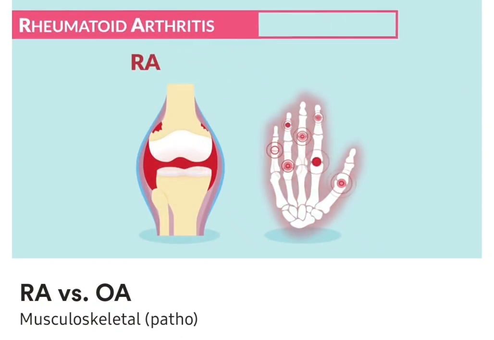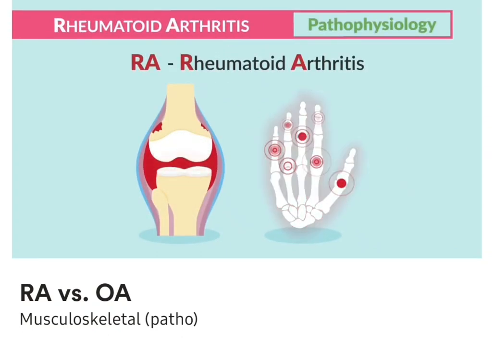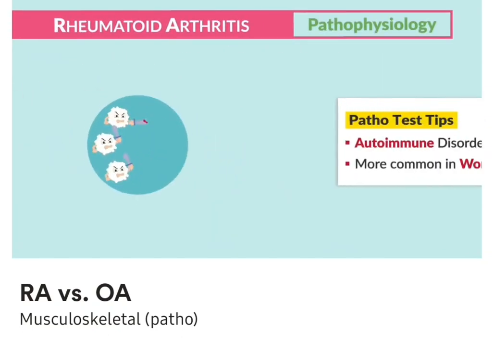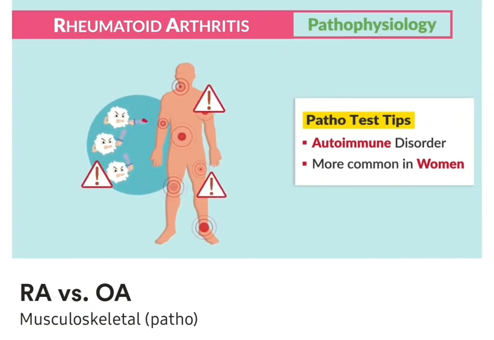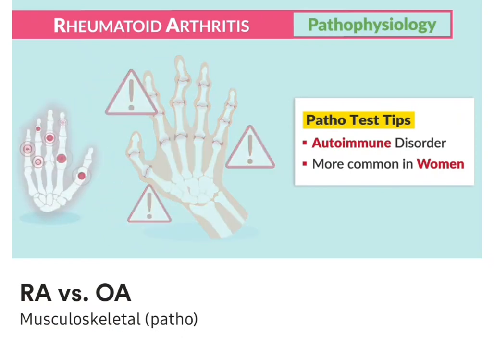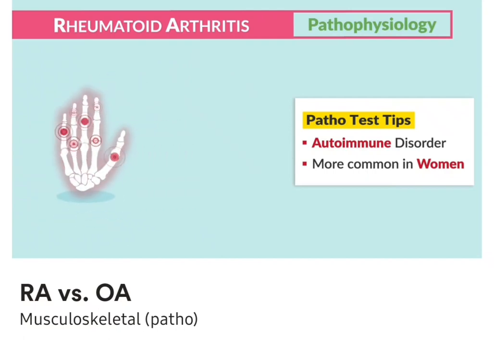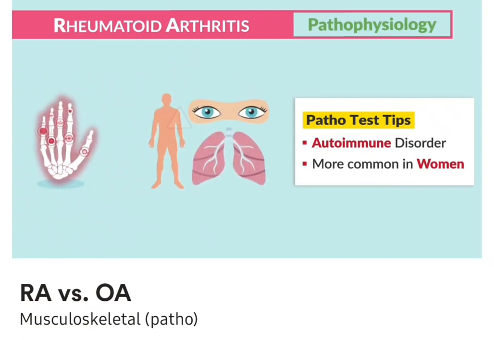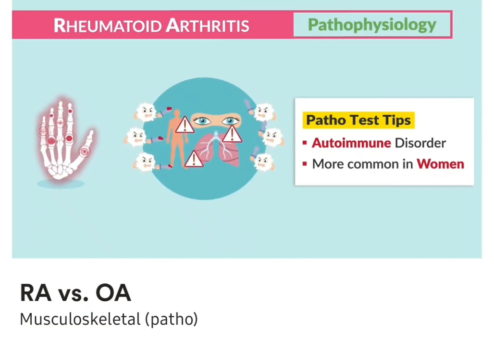So let's cover RA first. Rheumatoid arthritis. This is the autoimmune disorder where the body attacks itself, mainly attacking the joints, causing major inflammation and deformity, notably seen in the joints of the hand, like the knuckles. But RA can also involve other organs, like the skin, eyes, and lungs, as collateral damage when the body attacks itself.